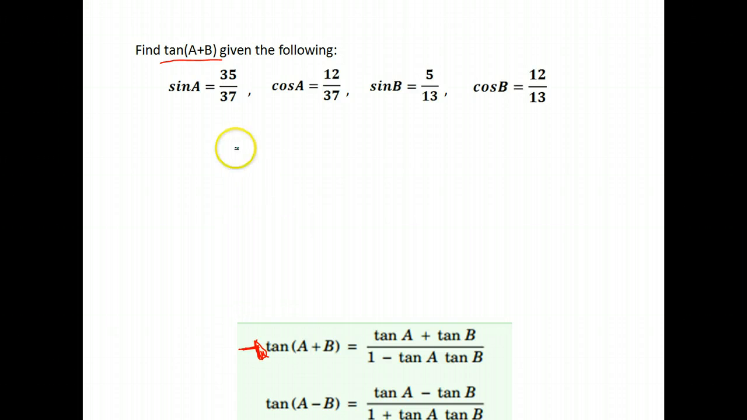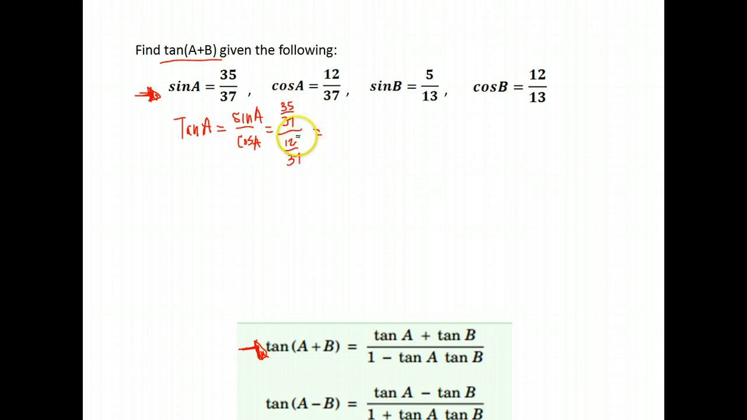Now notice there's one thing that comes into play here. In order to use that identity, we need to know what tangent of A and tangent of B are, and we're given sine and cosine. So our first job is to find tangent A and tangent B so that we can actually use our identity. Now remember, tangent is equal to sine over cosine. That was one of our earlier identities. So we take the sine of A, which is 35 over 37, over the cosine of A, which is 12 over 37, and we simplify.